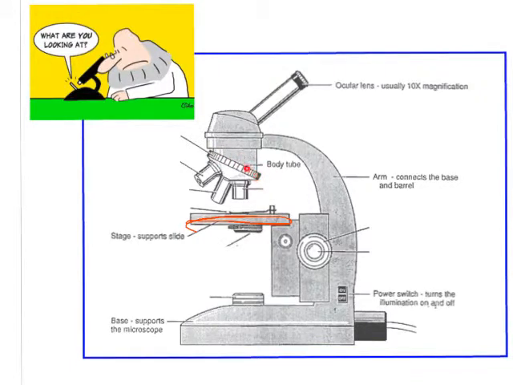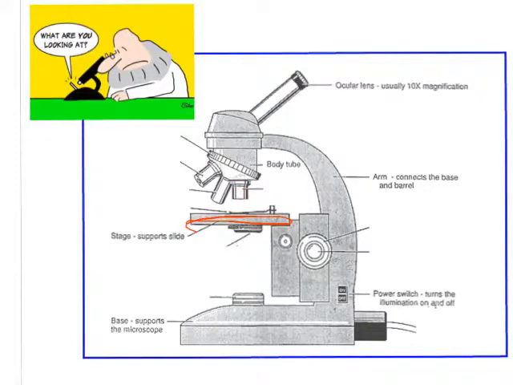Here we have a revolving nose piece. And with this revolving nose piece, we can turn the body tube so that we are looking through the objective lens that we want to. We have 3 different objective lenses on this microscope. We have a high-powered, medium-powered, and low-powered objective lens.